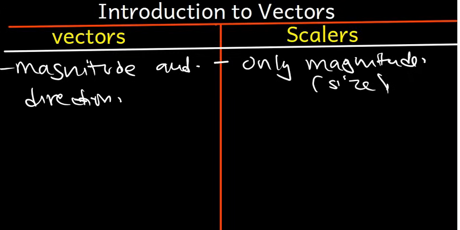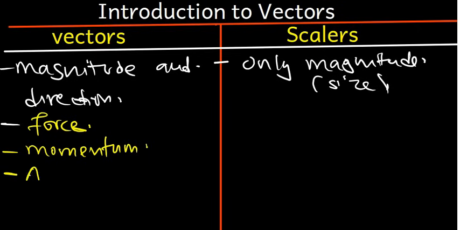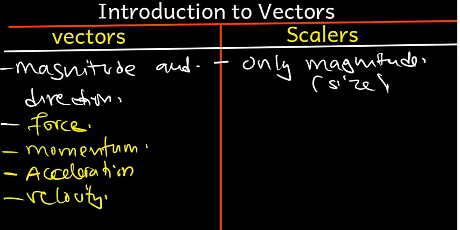Now, we have got some examples of vectors. So some examples of vector quantities: we may talk of the force. Force is a vector quantity. We may talk of the momentum. We may talk of the acceleration. We may talk of the velocity. Okay, there are a lot. We may also talk of the displacement.